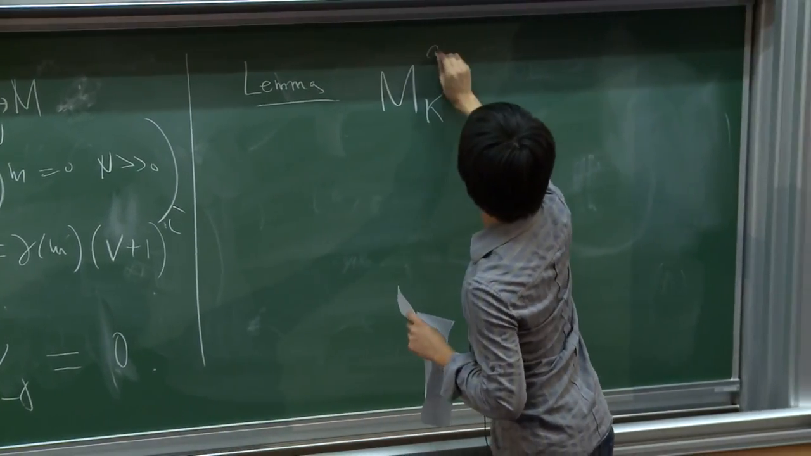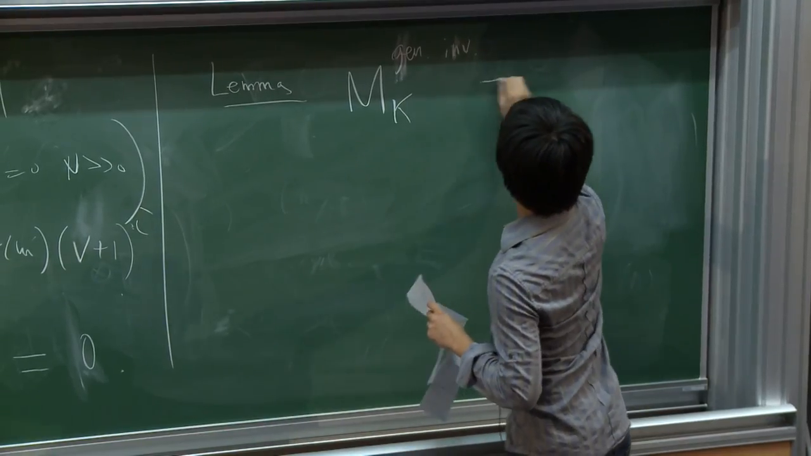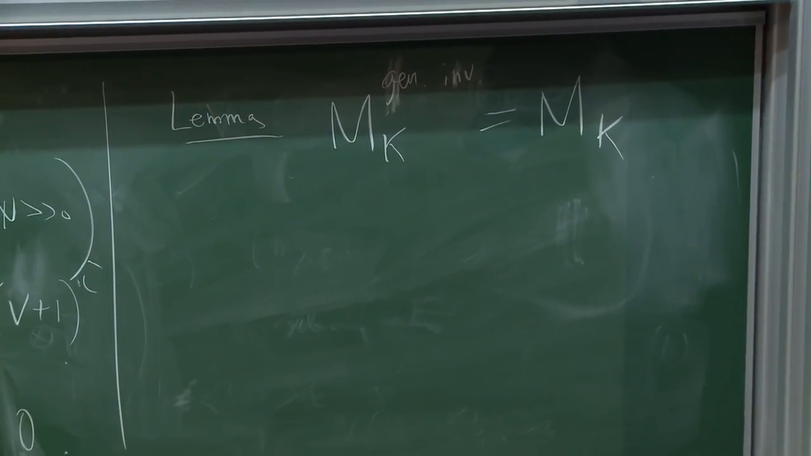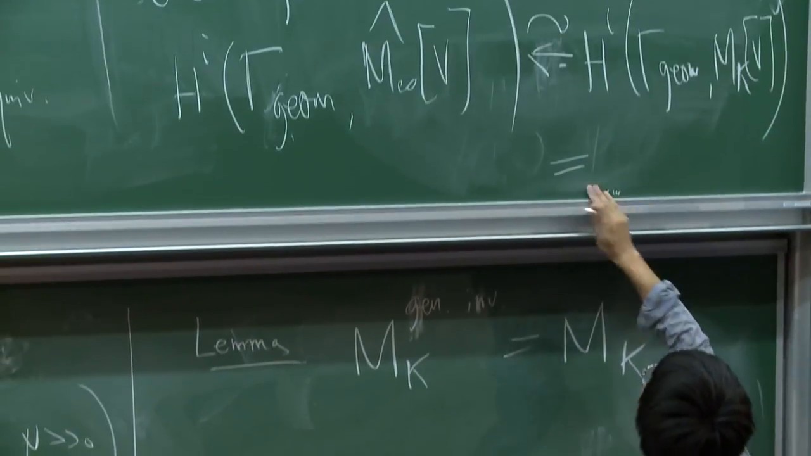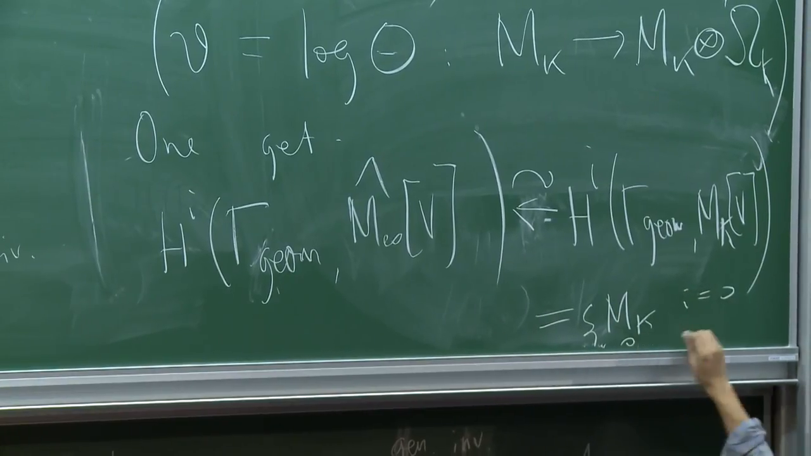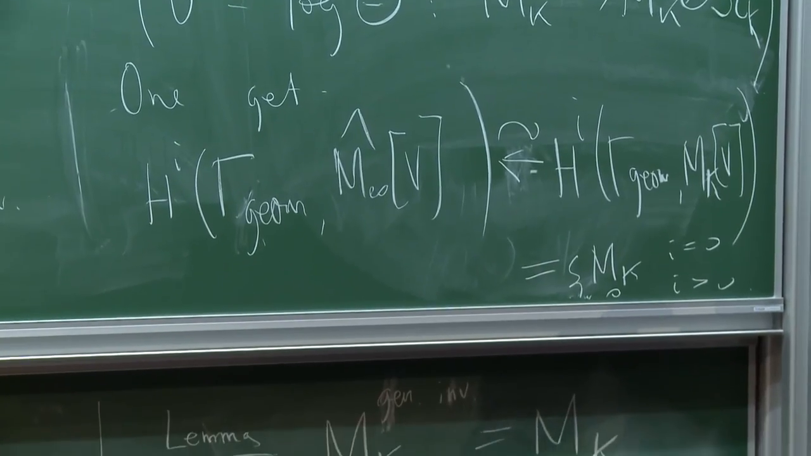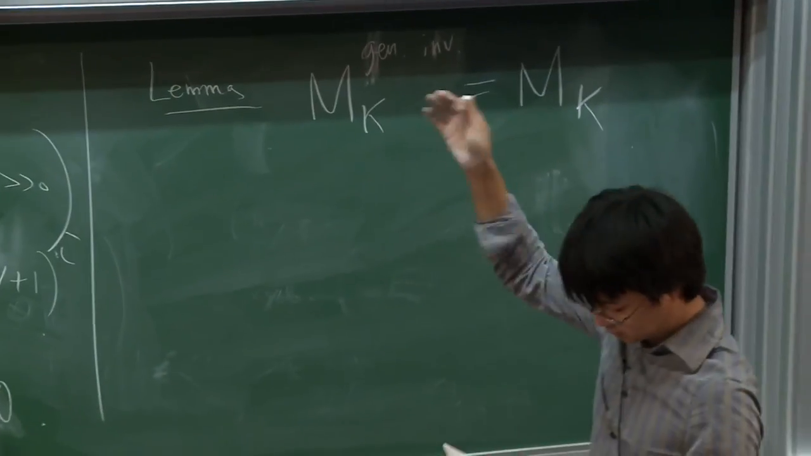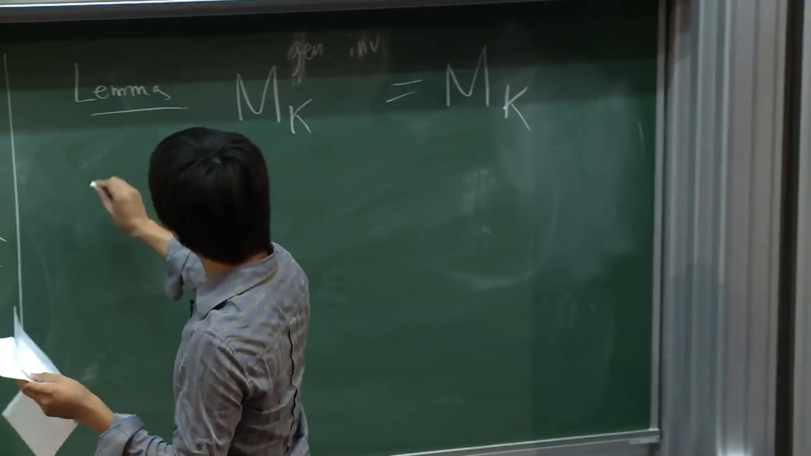M_K generalized invariant equals M_K. So you can apply this lemma to the situation. This lemma tells you this would be just M_K if i is 0, and 0 if i is bigger than 0. Then you reduce to calculating certain Galois cohomology of the arithmetic Galois group, where the finiteness is kind of easy. So this lemma, I think, is interesting.